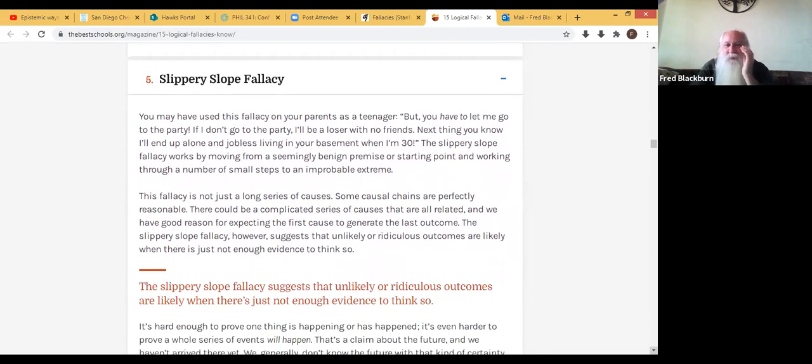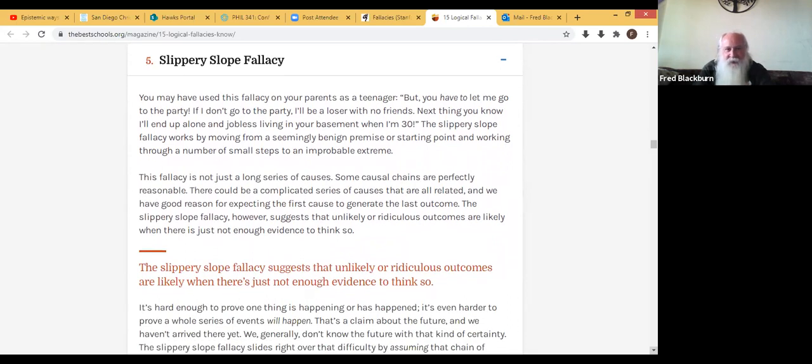All right. This is the one that has just been spilling off my Facebook feed, and it has also been in Congress a lot lately. There have been so many examples. You may have used this fallacy on your parents as a teenager: you have to let me go to the party. If I don't go to the party, I'll be a loser with no friends. The next thing you know, I'll end up alone and jobless, living in your basement when I'm 30. The slippery slope fallacy works by moving from a seemingly benign premise as a starting point and working through a number of small steps to an improbable extreme. So it's almost like if you take that first step onto that slide, it's not going to end until you go all the way to the bottom.